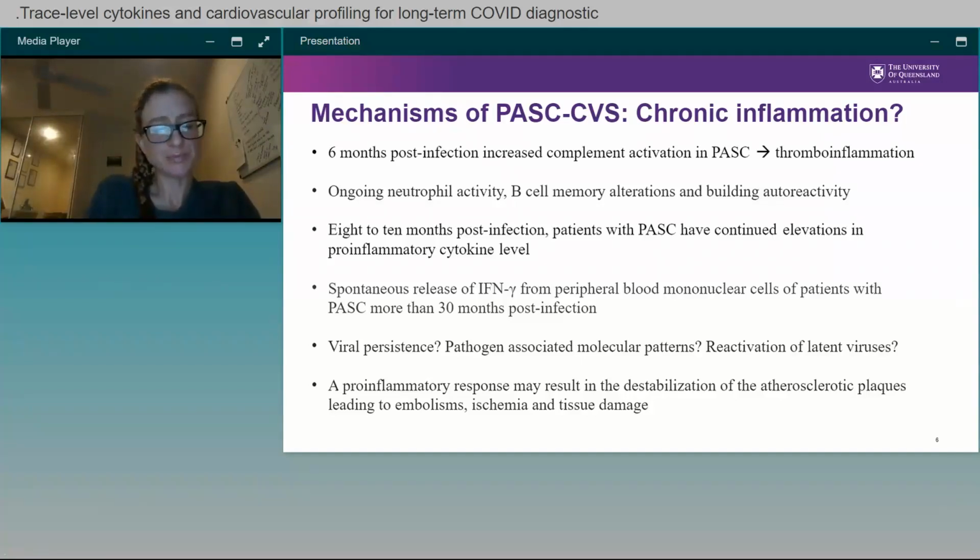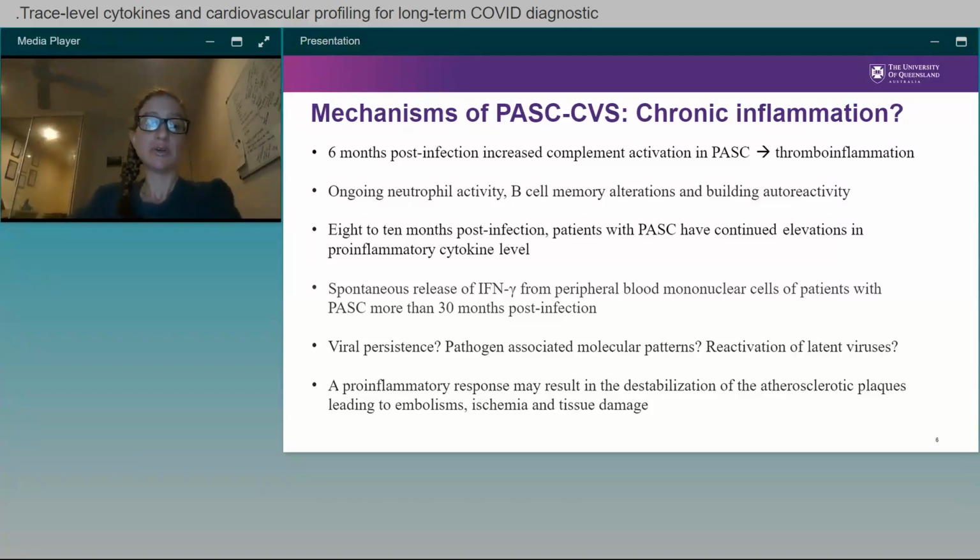And we don't really know. But what we do think is that in terms of these cardiovascular complications of long COVID, chronic inflammation is really, really important, because we know that a pro-inflammatory response can actually result in the destabilization of atherosclerotic plaques, leading to embolisms, ischemia, and tissue damage.